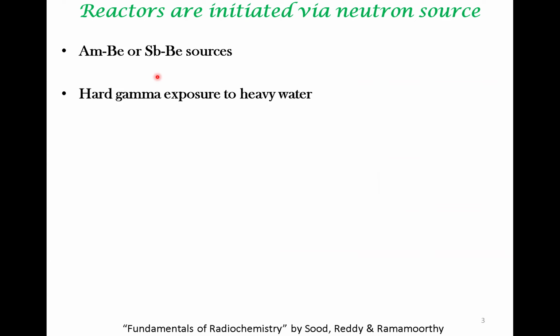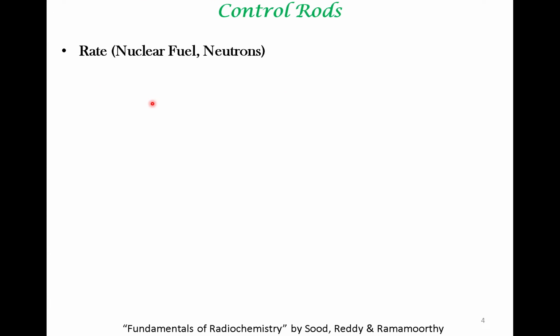Another approach takes into account the low binding energy of deuterium, because the separation energy is less. You can use hard gamma rays. When heavy water is exposed to hard gamma rays, it ejects out a neutron. That can be a way to initiate a nuclear fission reactor. This is an important aspect of a fission reactor.